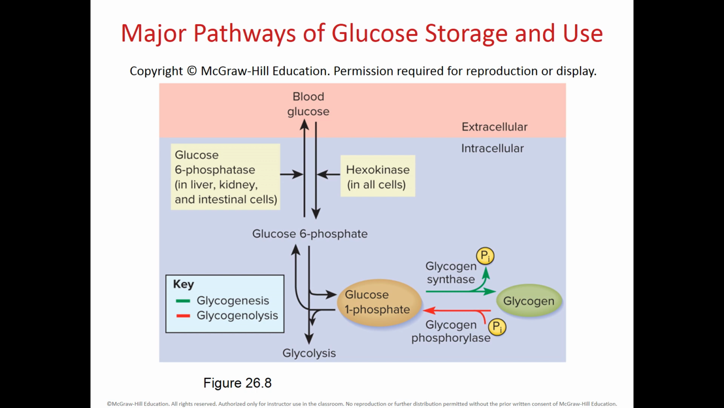So these are the major pathways for storage and use of glucose. So glycolysis is used to generate ATP, so to use glucose. Okay, and we can have excess of glucose, and then we can form glycogen through glycogenesis. And this glycogen can be broken down whenever we have not ingested food into glucose 1-phosphate, which can be used in glycolysis, through what we call glycogenolysis.